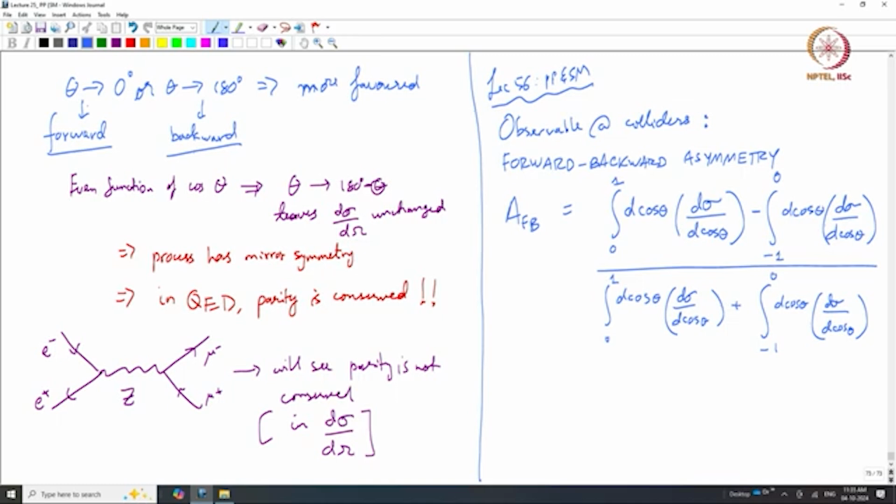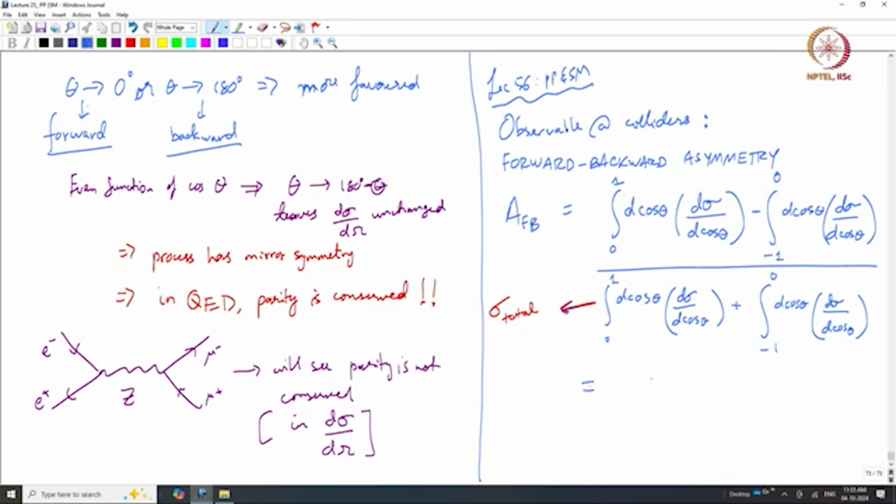Okay, that is the forward backward asymmetry. And again, just to be clear, the denominator is nothing but the total cross section. Of course, how would you measure it? You're not going to measure the cross section as such.